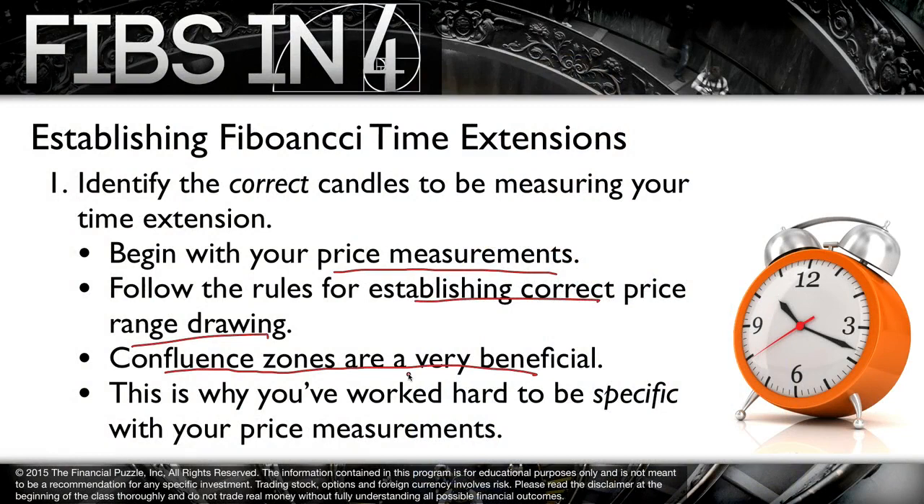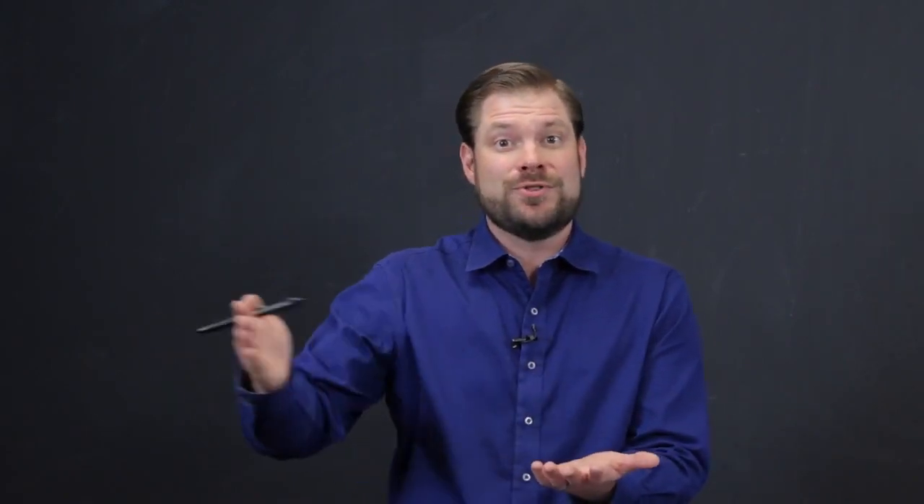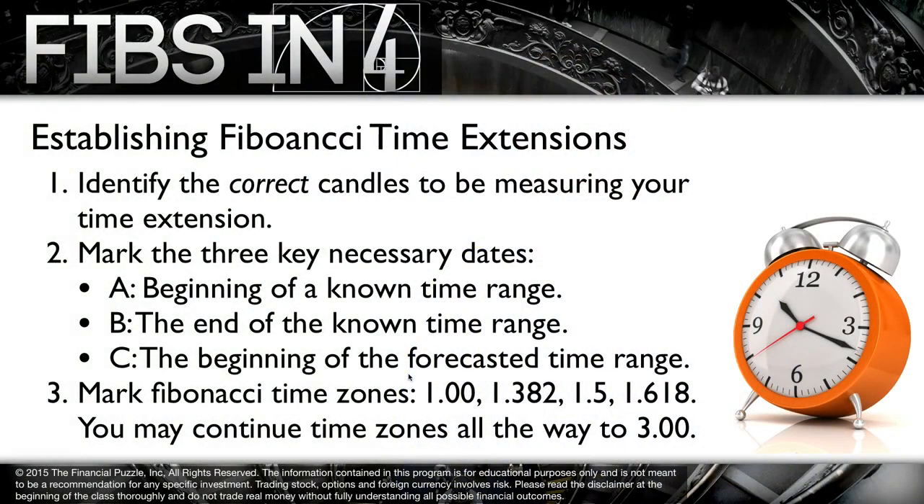And I want to remind you that this is why you've worked so hard to be specific with your measurements up until this point. Remember we talked about the balance of the creative and the analytical? Well, this is where the analytical side of your mind is really going to serve you well, because you have very specific measurements on specific candles that you can now project forward to specific times in the future. The second step is to mark the 3 necessary dates. So the ABC tool: A is the beginning of a known time range, B is the end of that known time range, and C is the beginning of the new forecasted time range. And these Fibonacci time zones should be very familiar to you by now.